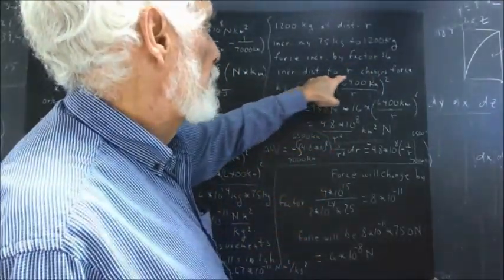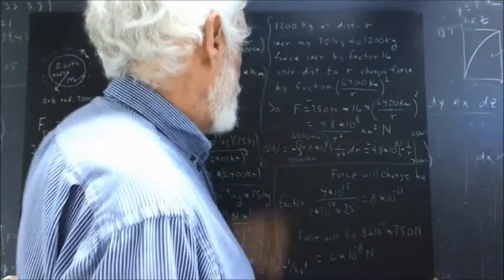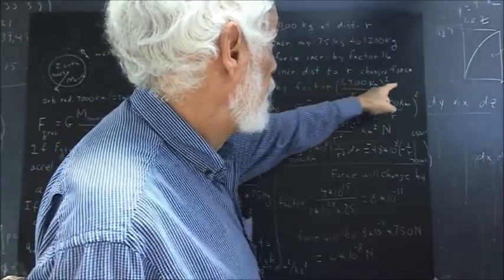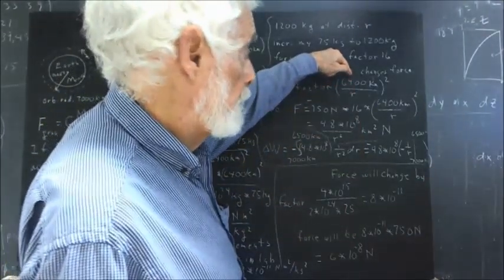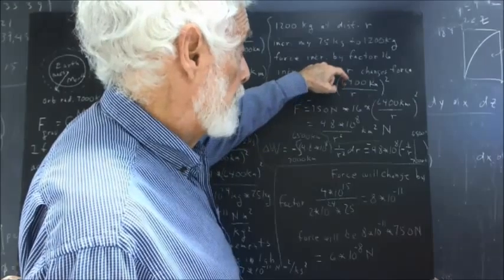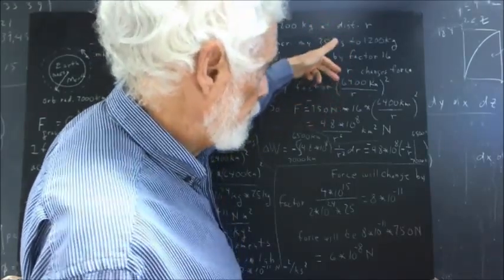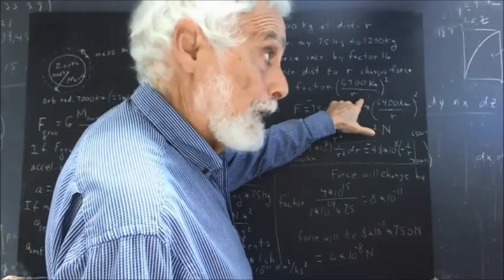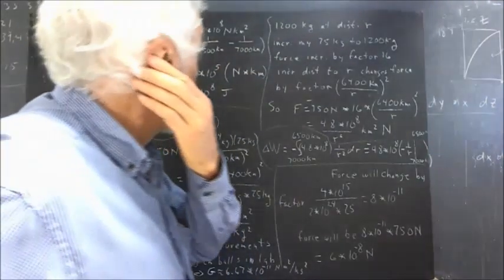Now we want to increase the distance to r. Okay, what's that going to do? That's going to change the force by what factor? Well, it's going to be 6,400 over r quantity squared. So if we go from 6,400 kilometers to say 7,000 kilometers, then our r is going to change by factor 7,000 over 6,400, but being an inverse square, then the force factor is going to be this. Okay, so how much force do we have?